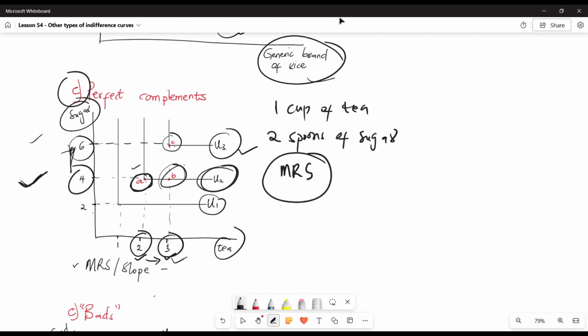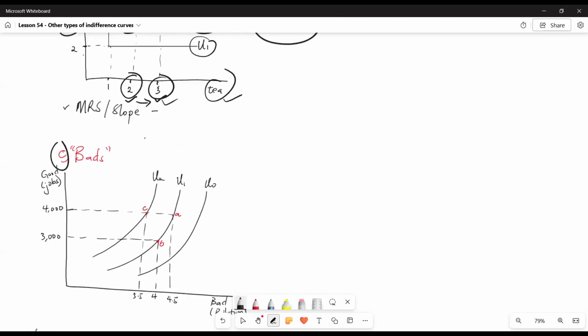Now, for perfect complements, there is no substitution happening at all because you are not substituting tea for sugar or sugar for tea. You are consuming both of them together. And to move to a different indifference curve, we have to either decrease both goods or increase both goods. So there is absolutely no substitution happening here. So the marginal rate of substitution in this case is going to be 0. The next case is bad.